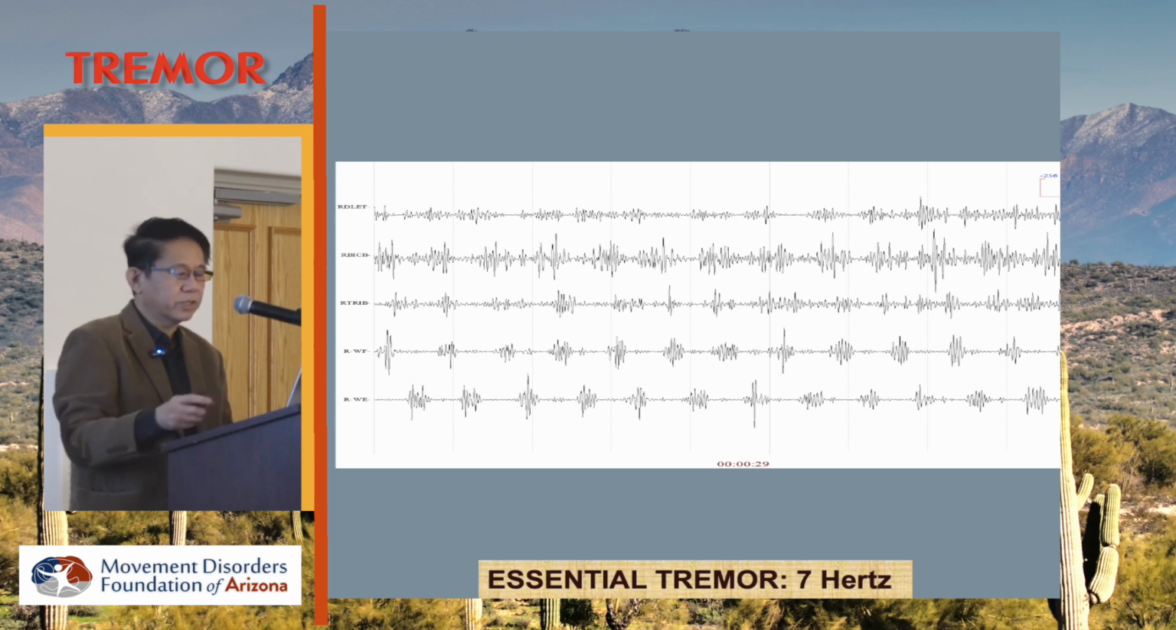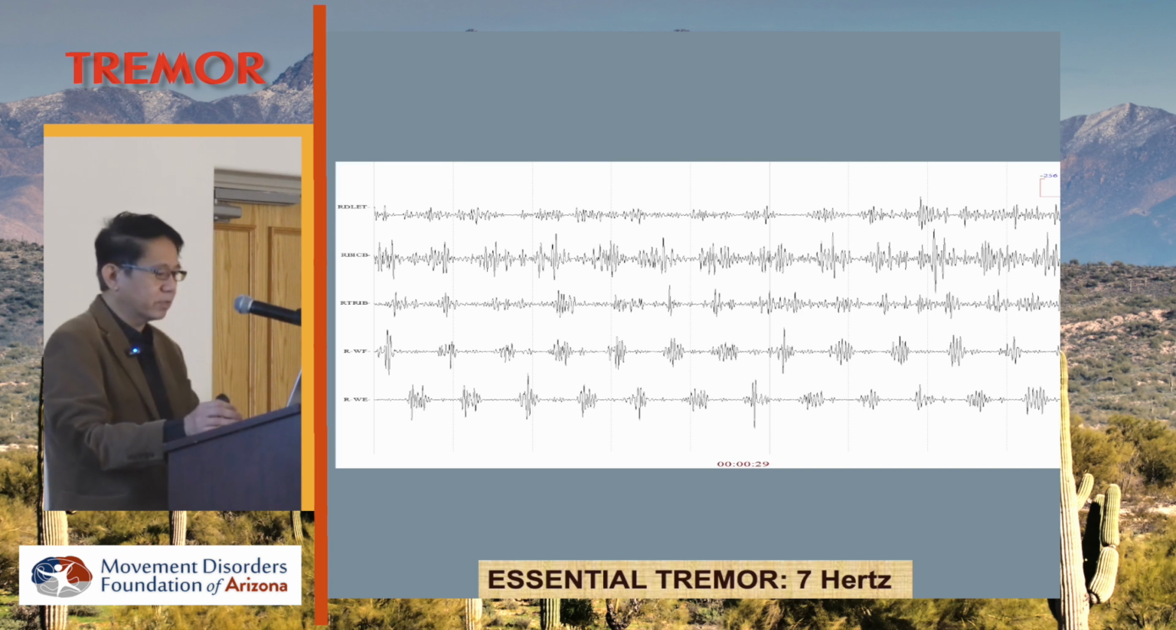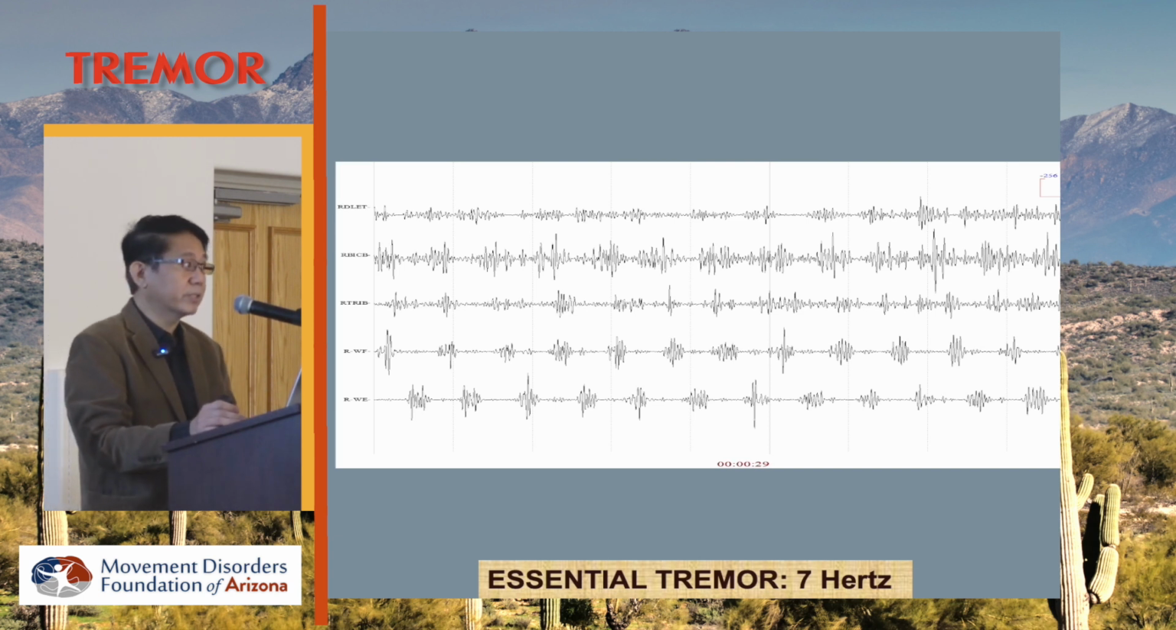And then here's the surface EMG. Again, this is a 2-second spread. And if I were to count from here to there, there are 14 EMG bursts, and then divided in half because this is a 2-second spread. So the frequency is 7 hertz. So this is within the range that we commonly see in essential tremor, which is between 4 and 12 hertz.